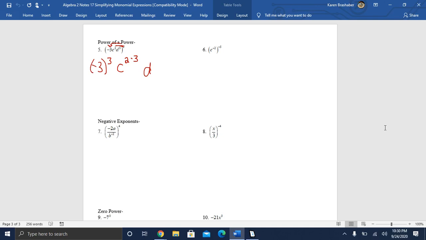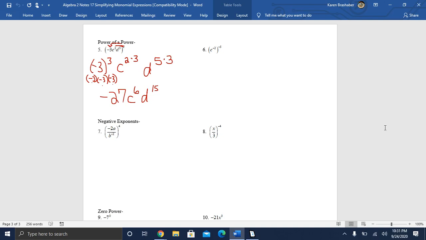The d already has an exponent. That 5 will multiply by the 3. So negative 3 times negative 3 times negative 3. That's what this means. And so that'd be 9 times negative 3, which would make negative 27. And then we have c to the 6th power and d to the 15th, all multiplied together.